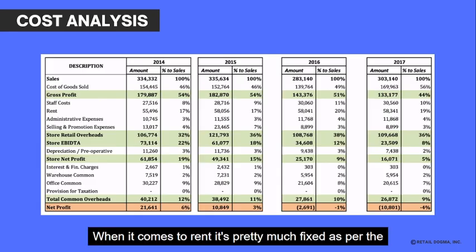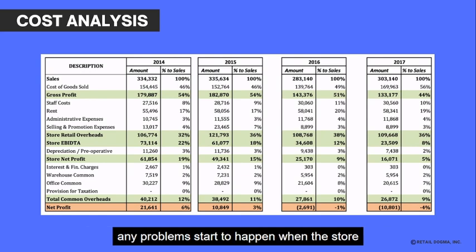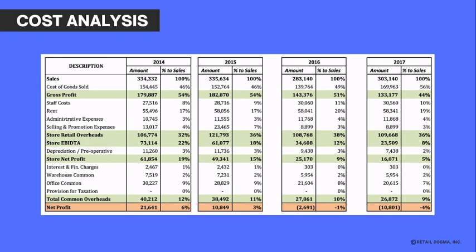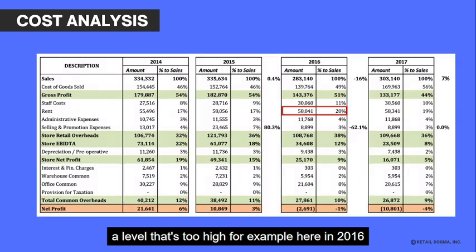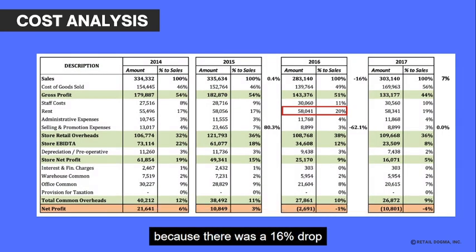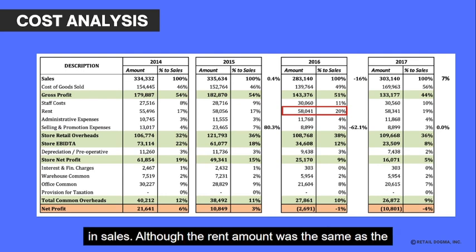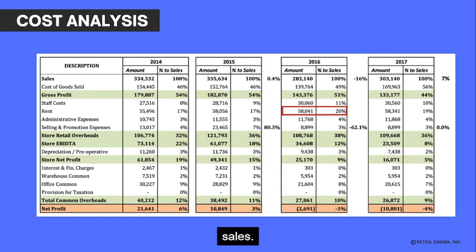When it comes to rent, it's pretty much fixed as per the rental agreement with agreed upon annual increases, if any. Problems start to happen when the store is not generating as high sales as before, which could increase the rent to sales ratio to a level that's too high. For example, here in 2016, because there was a 16% drop in sales, although the rent amount was the same as the previous year, this has gone up to become 20% of sales.